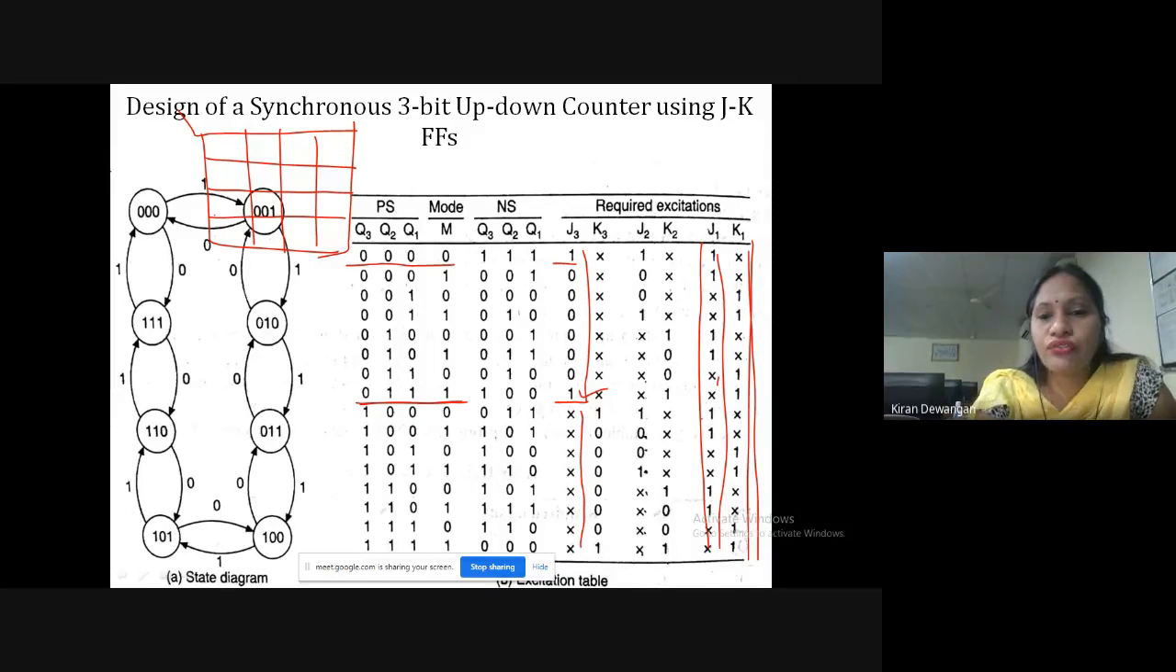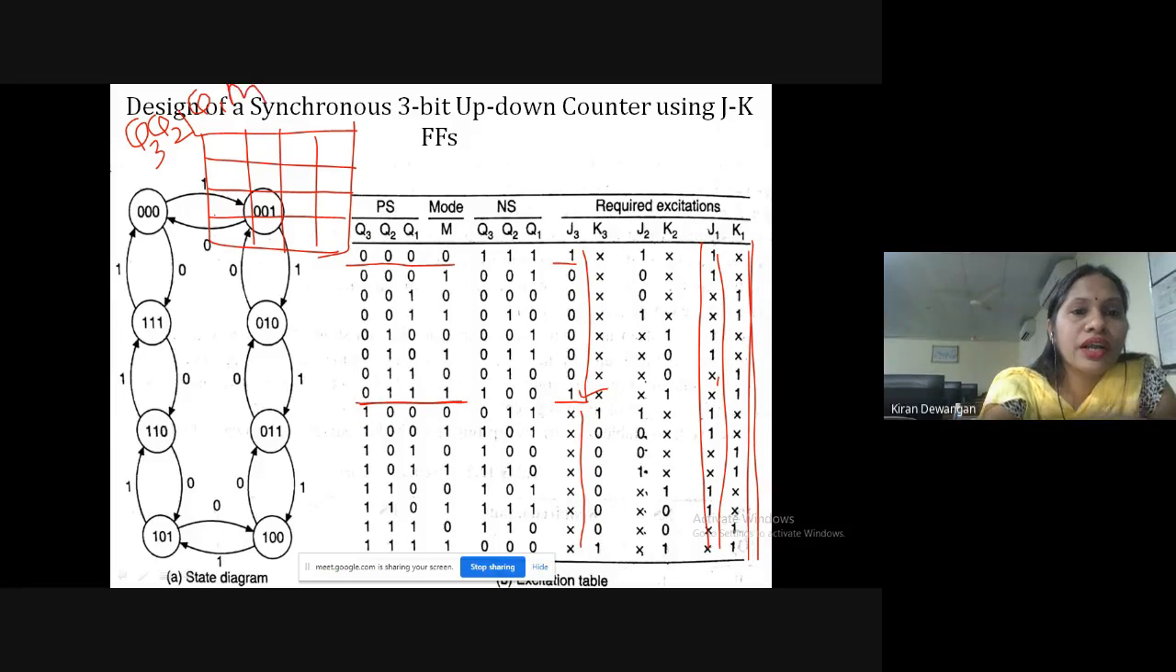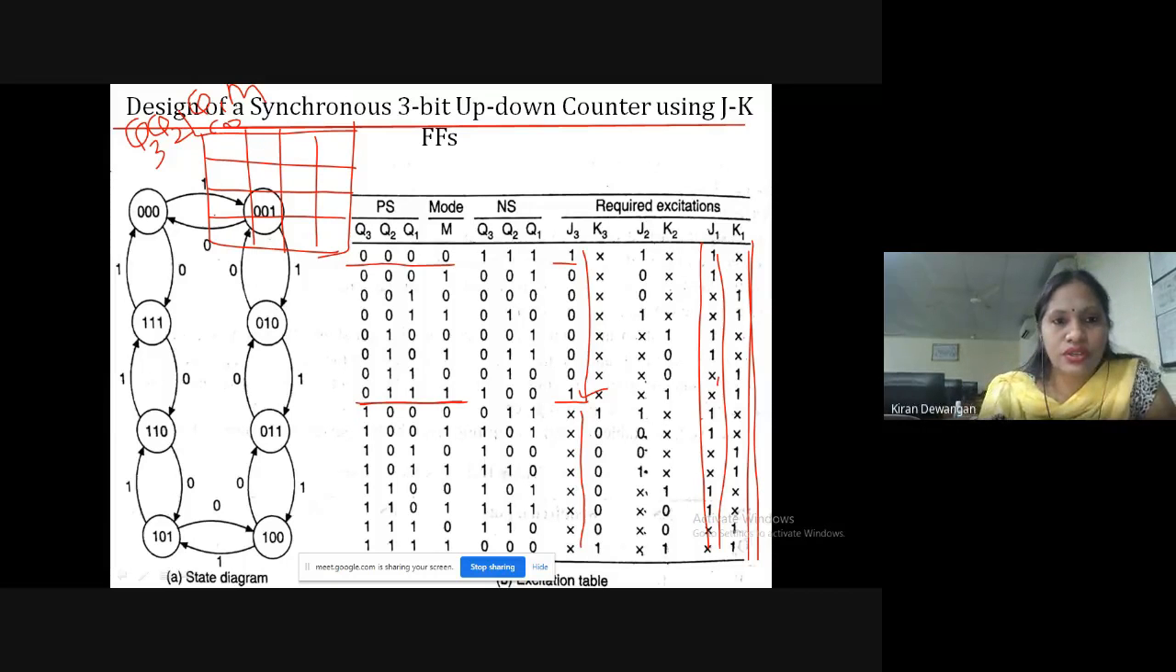Now here I'm having 4 inputs. This is Q3, Q2, Q1 and M. So here I'll take Q3, Q2, Q1 and M. This is 0 0, 0 1, 1 1, 1 0, and 0 0, 0 1, 1 1, 1 0. So this is how we'll draw the K-map, and accordingly we'll see where it is 1 and where it is don't care. हम don't care भी consider करेंगे.